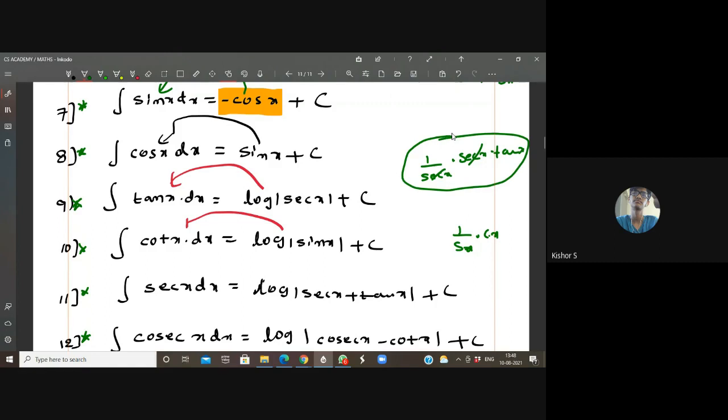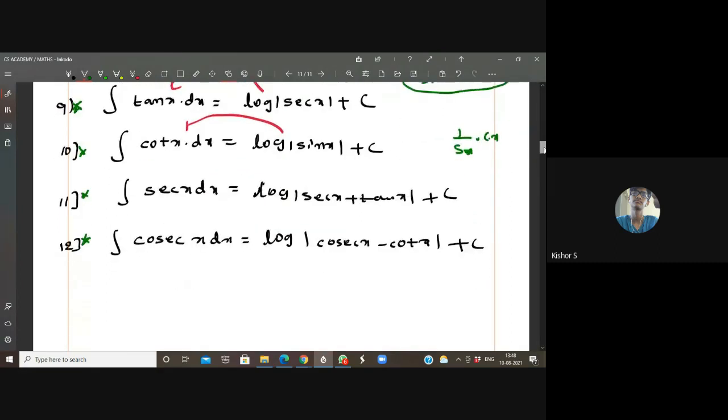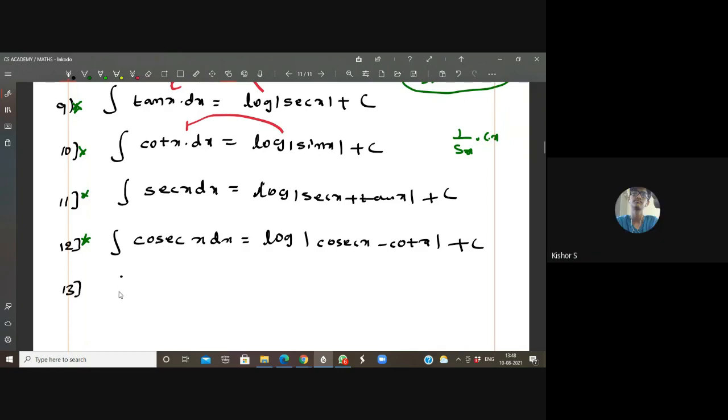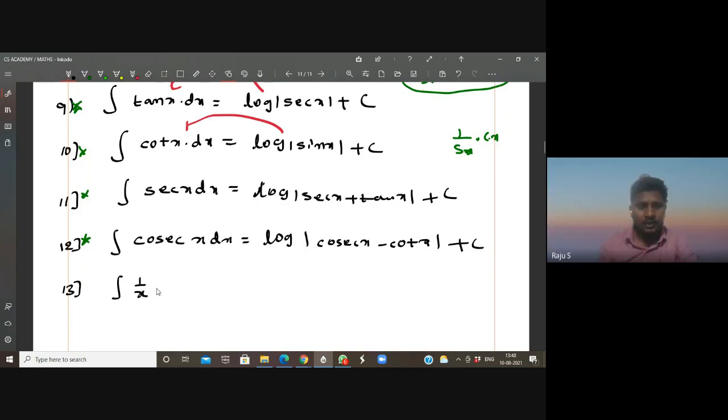When we differentiate log x, it's 1 by x, right? The derivative is 1 by x. Then why do we take modulus? Like we put sin x in modulus instead of brackets. I'll tell you. Integral of 1 by x dx becomes log modulus x plus c. See, what about the domain of log?